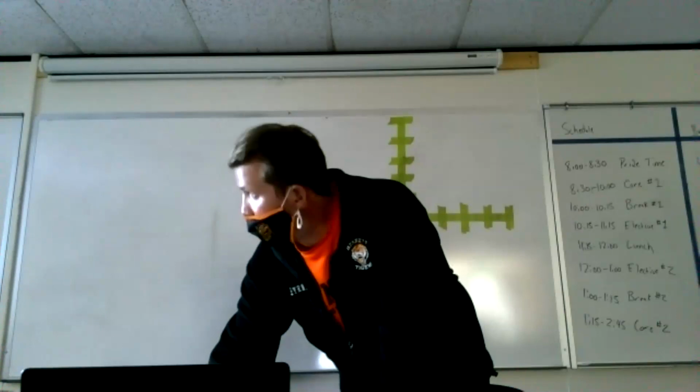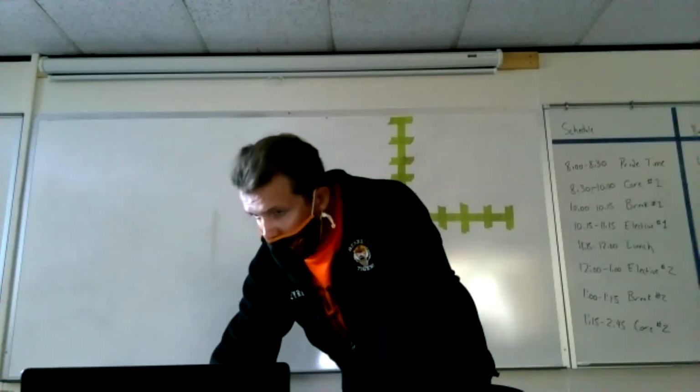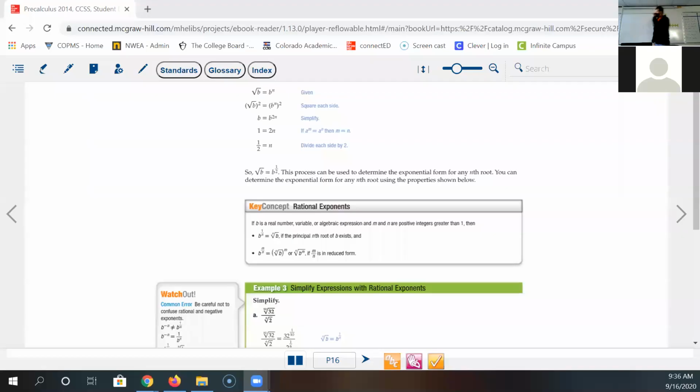So now I'm going to go to page P16. And we're going to talk about the key concept. Okay, key concept of rational exponents. It says if b is a real number, variable, or algebraic expression, and m and n are positive integers greater than 1, then b to the 1 over n is equivalent to the nth root of b if the principal nth root of b exists.